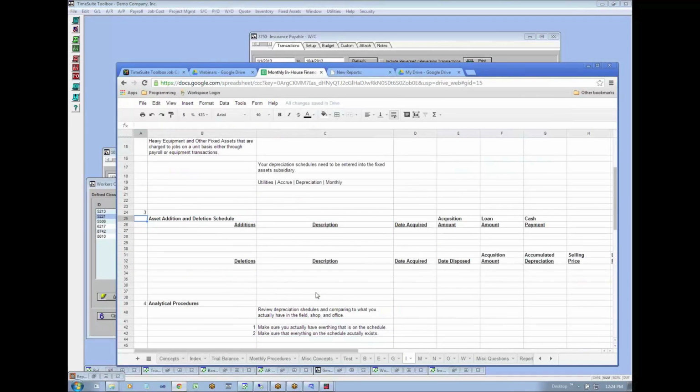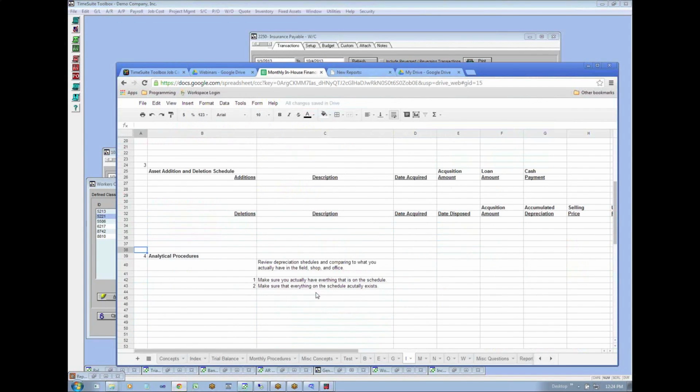If you have non-heavy equipment, I think keeping it simple might be okay too, and not use the fixed asset area. So here's some examples of what your additions and deletions schedule can look like to support your changes in your fixed assets from the beginning of the year through now. Analytical procedures: review your depreciation schedules and compare to what you actually have in the field.